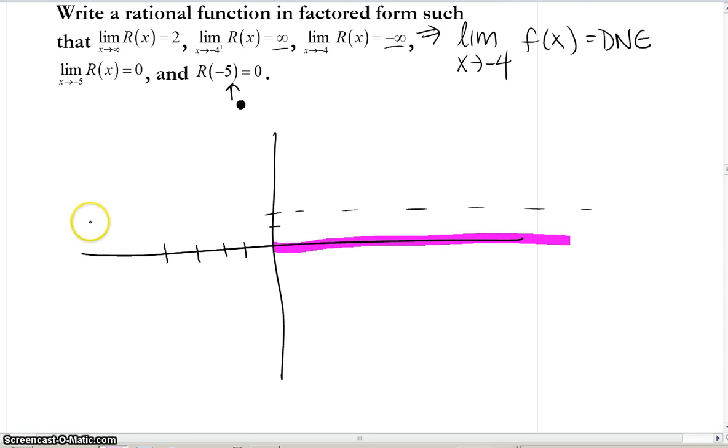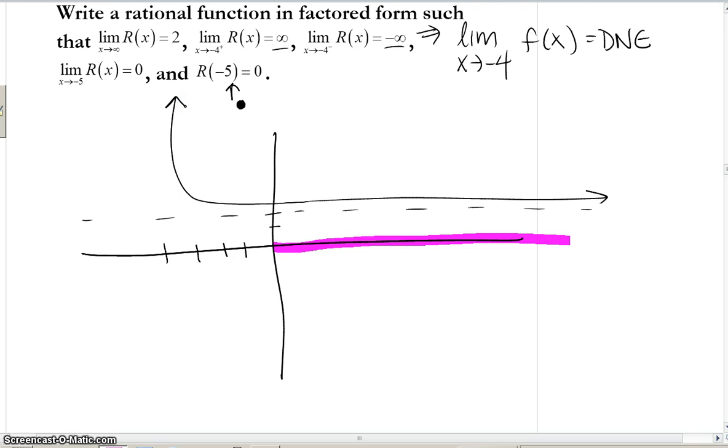So kind of looks like our graph is going to look something like this, right? And then our limit as x approaches -4 from the left, it approaches -infinity, which means as it's coming from the left, it's going down, which we already said our limit does not exist there, which tells us there's probably a vertical asymptote there. And then the limit as x approaches -5, so here's -5, r of x approaches 0. Okay, so let's redraw this graph.